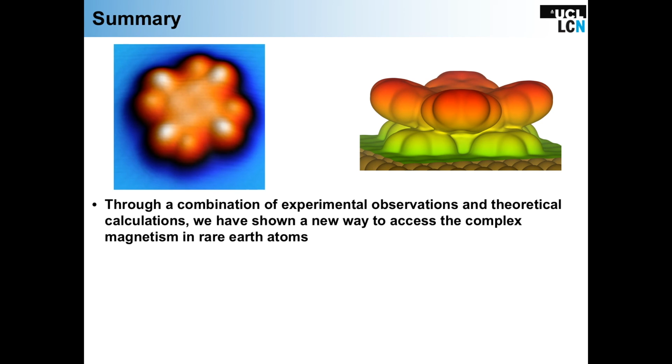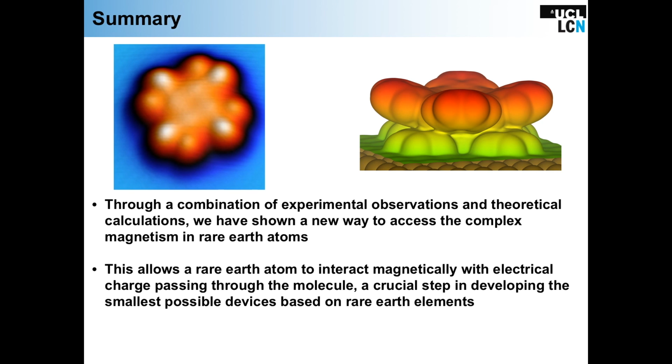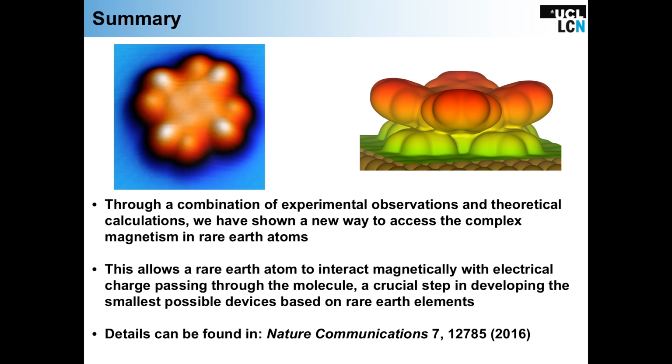So in summary, through a combination of experimental observations and theoretical calculations, we've shown a new way to access the complex magnetism in rare earth atoms, and that is by putting them inside these special dysprosium double-decker phthalocyanine molecules. This is very interesting because it allows a rare earth atom to interact magnetically with electrical charge that's passing through the molecule, and that's a crucial step in developing the smallest possible devices based on rare earth elements. Now, details about this can be found in the publication, which appears in Nature Communications.